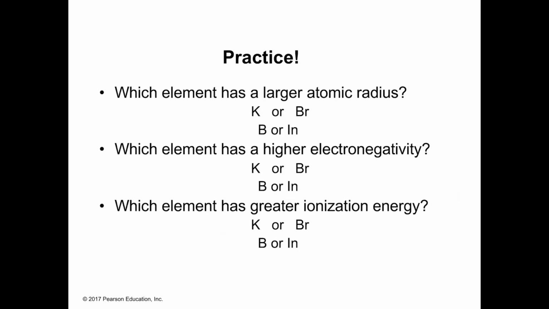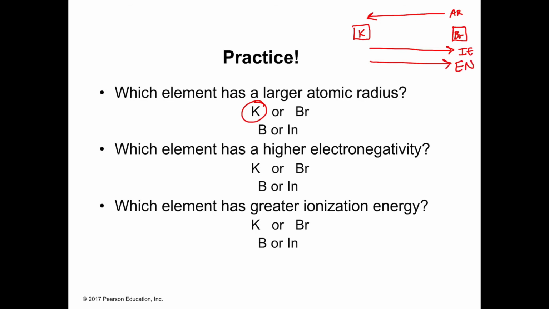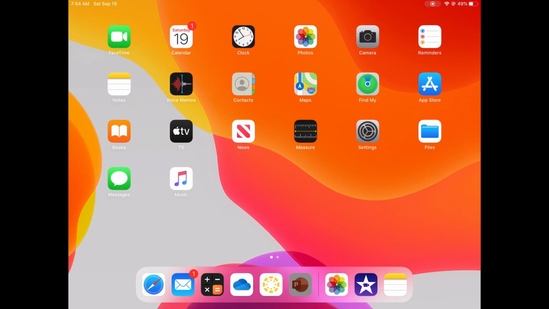Okay, so if we look at potassium versus bromine, potassium and bromine are in the same period. So we have potassium on the left and we'll have bromine on the right. So if we think about our trends, then when we're looking at atomic radius, remember atomic radius gets bigger going this way, right? Going to the left. So that means that potassium has a larger atomic radius. If we think about ionization energy, that's going to increase going to the right, and so will electronegativity. So that means that bromine has a higher electronegativity and a higher ionization energy, because remember, they have similar trends.